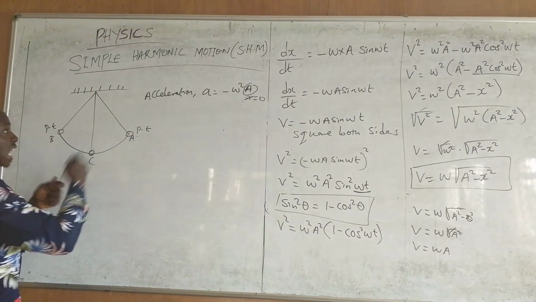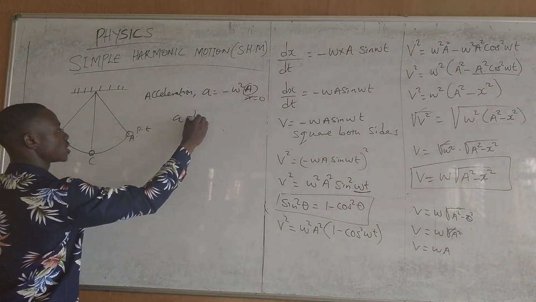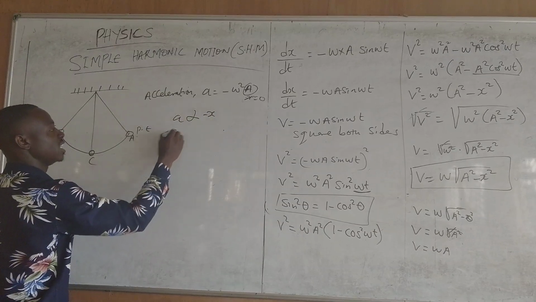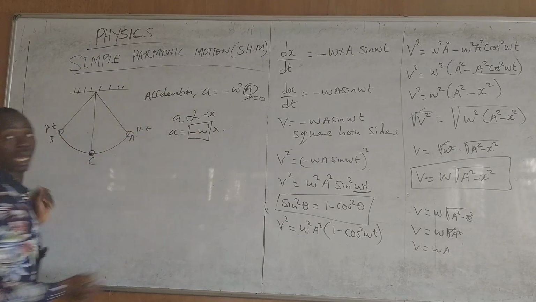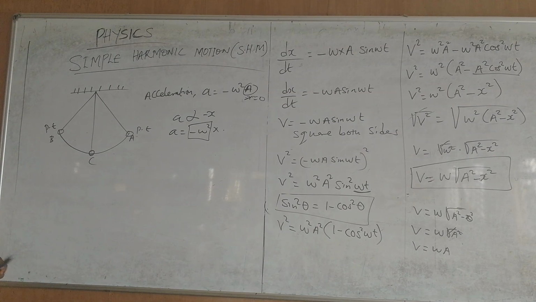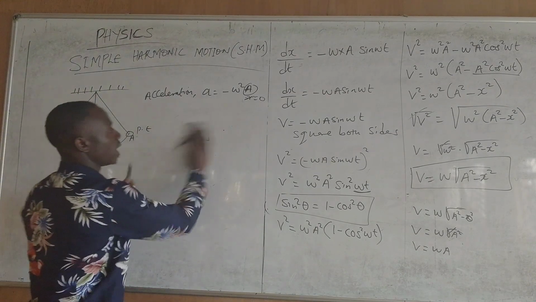So let us see how acceleration is equal to minus omega square x. From the beginning, I wrote this. I said a is proportional to minus x. And then a will now be equal to minus omega square x. It means this is standing as our constant of proportionality. So let's check. So let's continue our derivation from here.